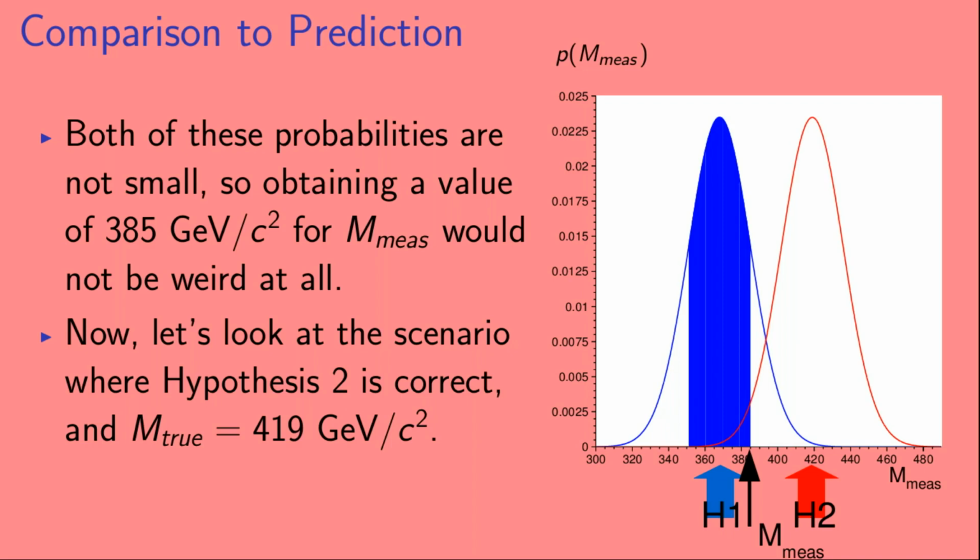Now let's look at the scenario where hypothesis 2 is correct and m true is equal to 419 GeV/c².